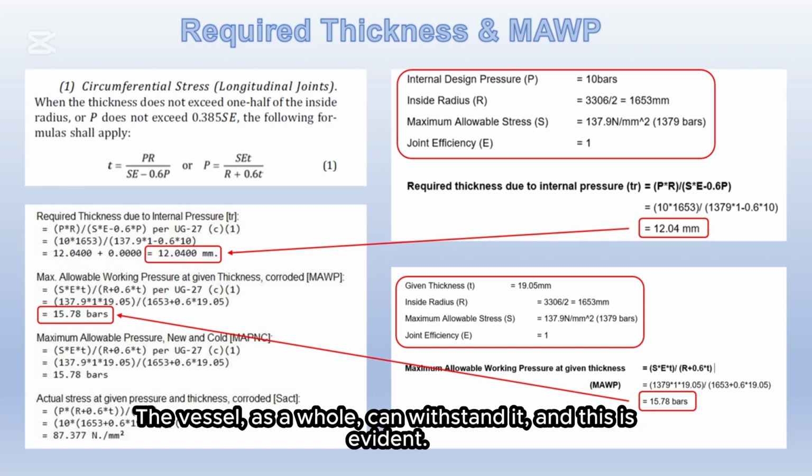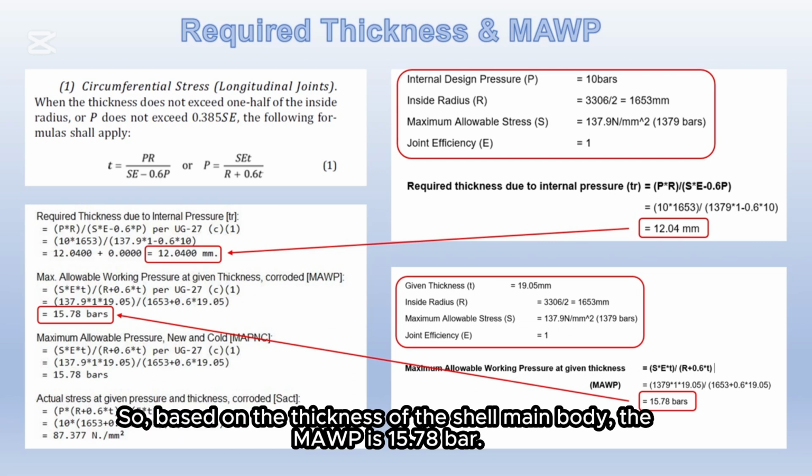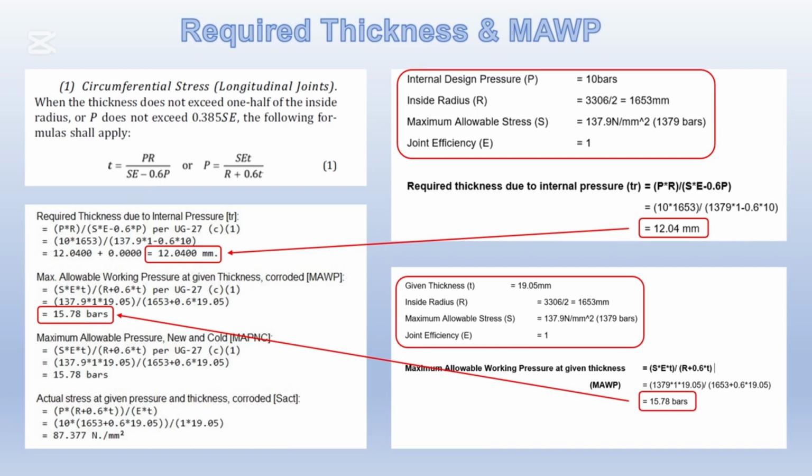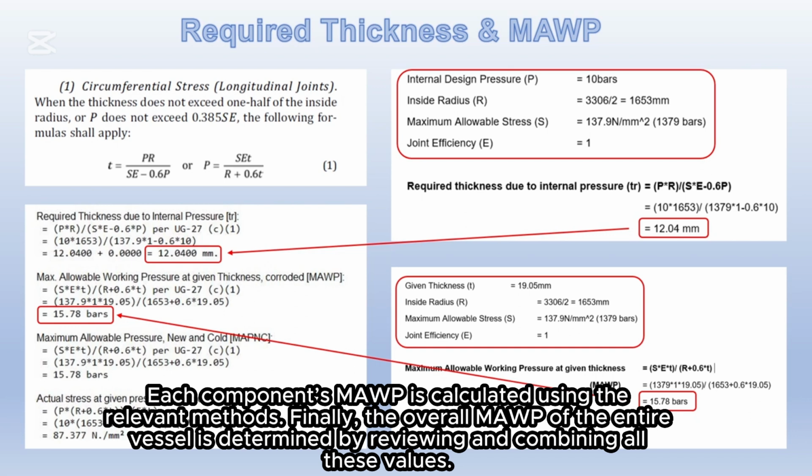The vessel, as a whole, can withstand it, and this is evident. So, based on the thickness of the shell main body, the MAWP is 15.78 bars. Not only the shell body but also other components like heads, flanges, nozzles, and tube sheets of the heat exchanger need to be considered. Each component's MAWP is calculated using the relevant methods. Finally, the overall MAWP of the entire vessel is determined by reviewing and combining all these values.